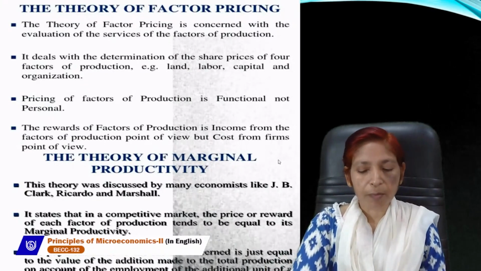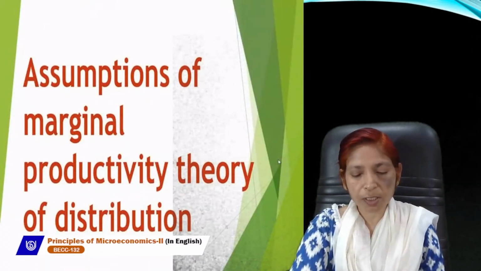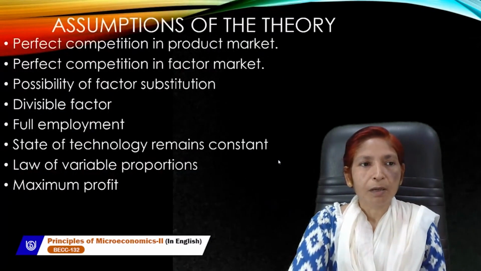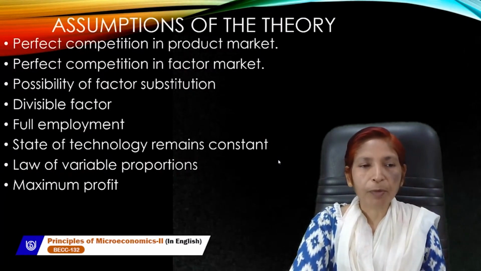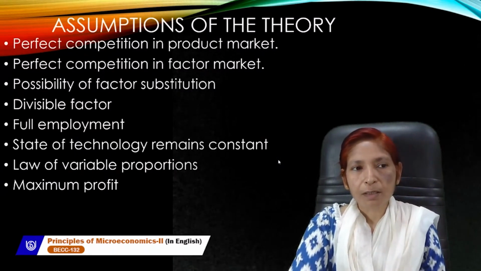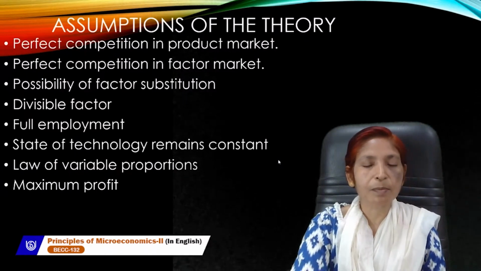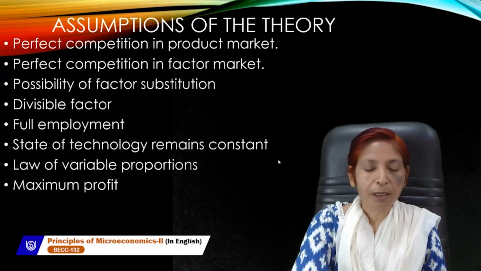then factor price can be determined. Next, the assumptions of the marginal productivity theory of distribution, which is presented by J.B. Clark. The assumptions of this theory are that perfect competition must exist in the product market, perfect competition must exist in the factor market, and factors of production are substitutable, or there is a possibility of factor substitution. It means we can substitute one factor for another. Factors are divisible. We can divide all the factors of production into smaller units.